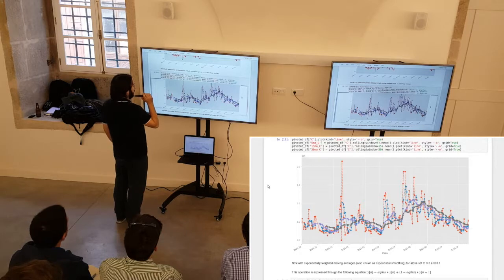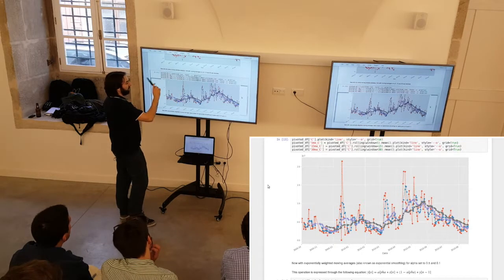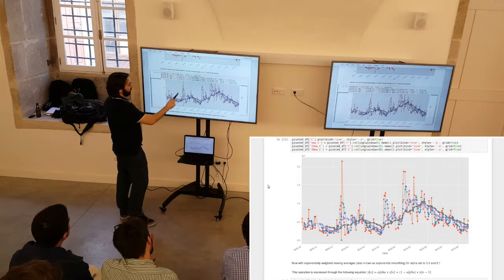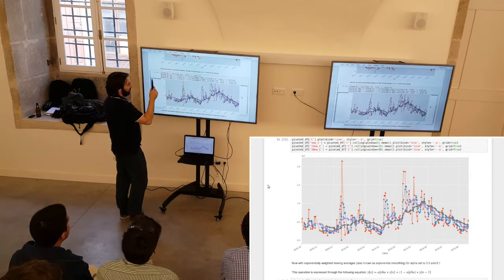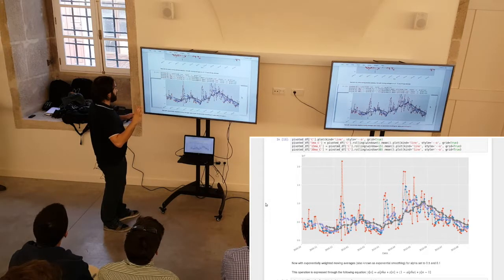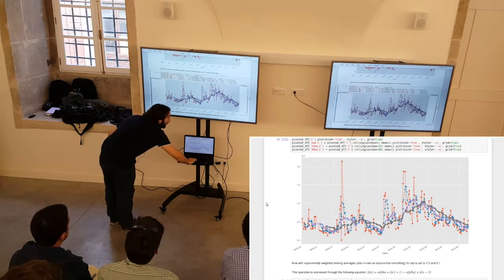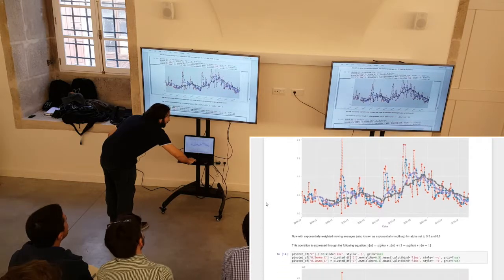This bluish one is the one that's processed by the moving average with a window of 5 days. The purple one, 15 days, and the black one, 30 days. This is an operation that is usually done if you dabble in technical analysis and that kind of analysis on the stocks.